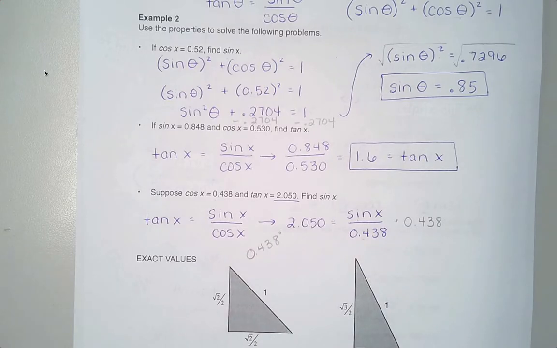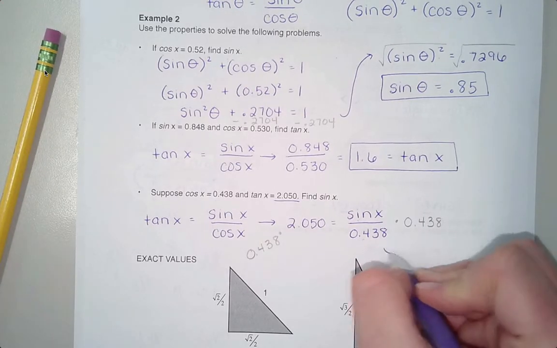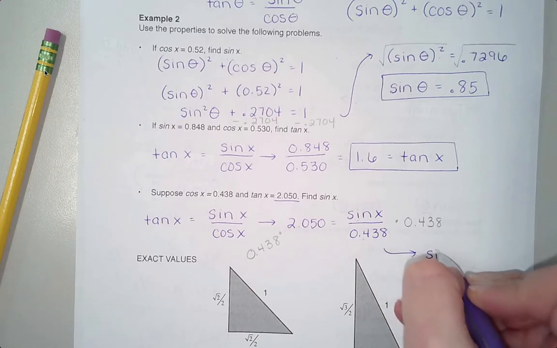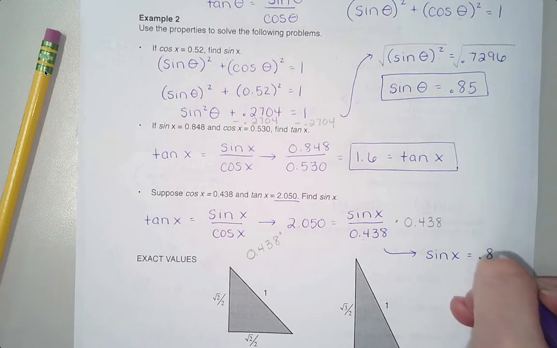So 0.438 times 2.050, I come up with sine x equals 0.8979.